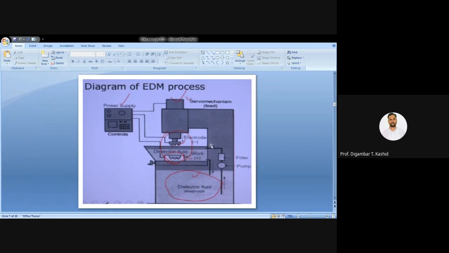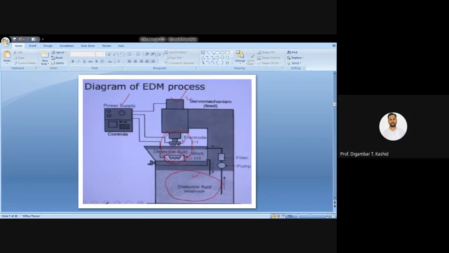So you can see the arrow also. The dielectric is recirculated into the machining zone using your central pump. This dielectric fluid is recirculated in between your machining chamber, correct? To pump it for recirculation we require a unit, that is a centrifugal pump.